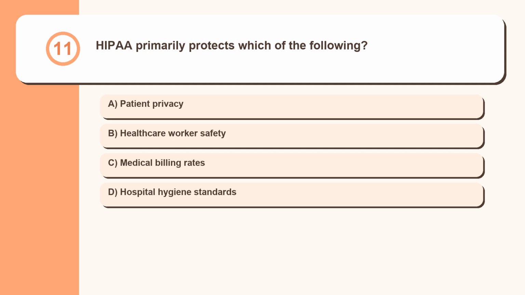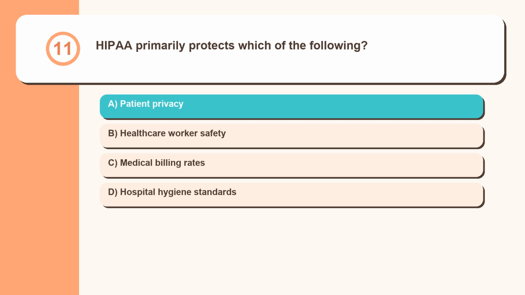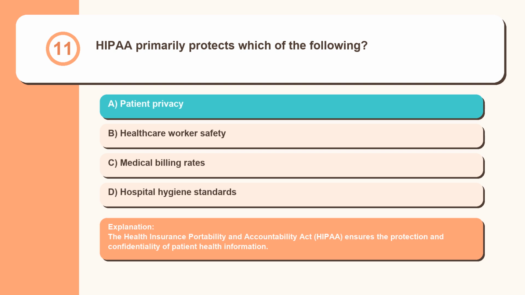Question 11. HIPAA primarily protects which of the following? Patient privacy, healthcare worker safety, medical billing rates, hospital hygiene standards. The Health Insurance Portability and Accountability Act, HIPAA, ensures the protection and confidentiality of patient health information.